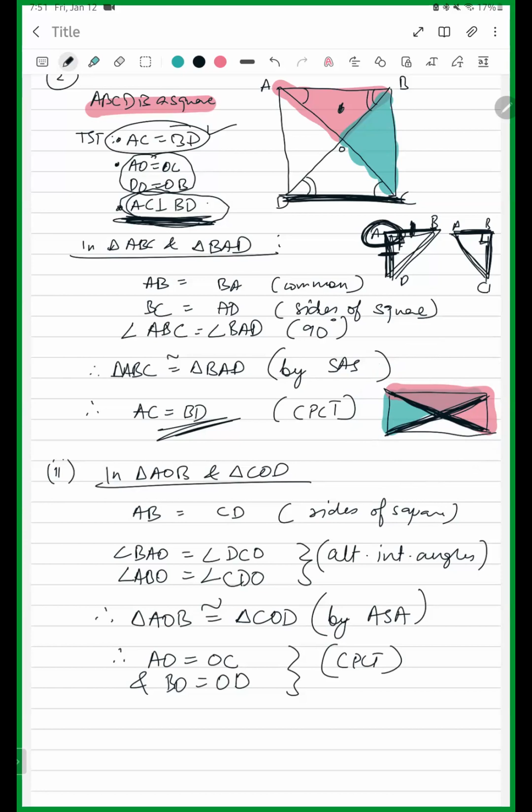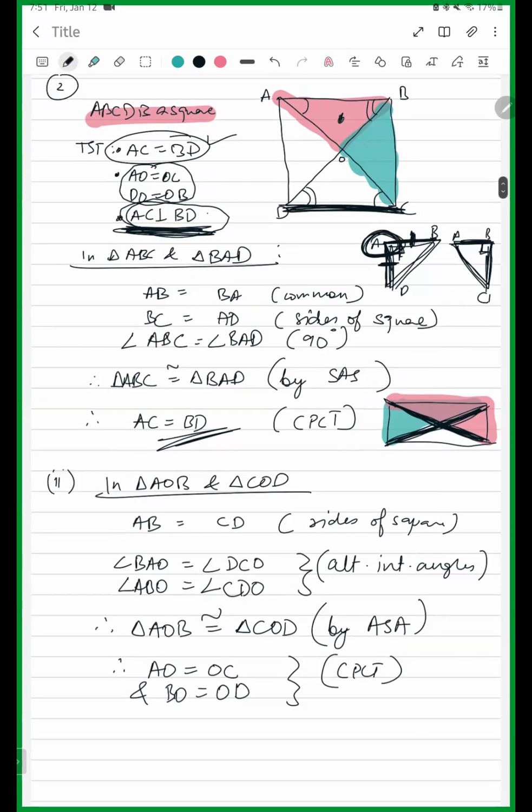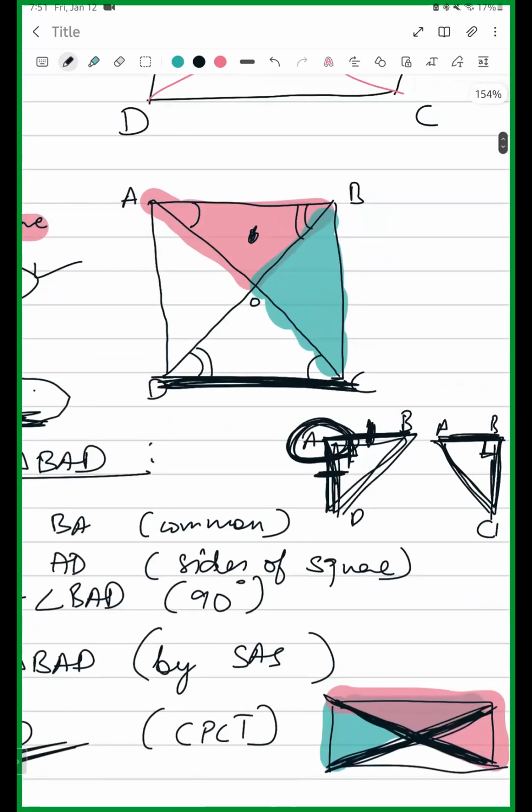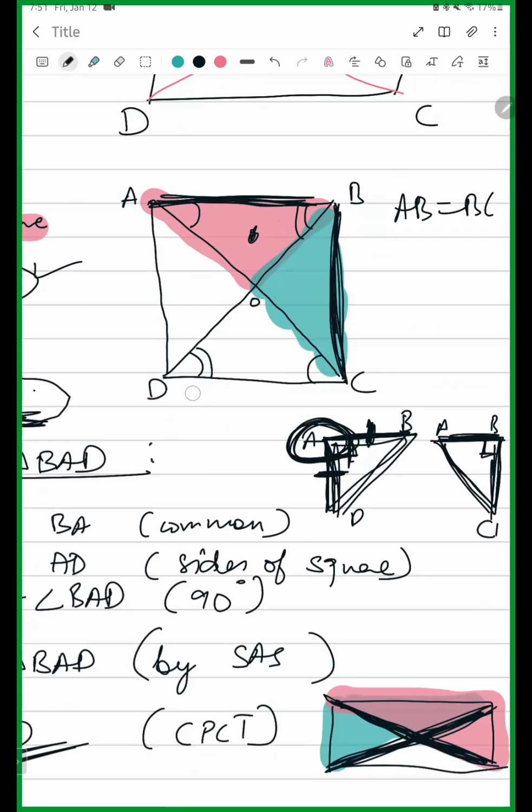So in this case, I'll just write it over here. To show that they are perpendicular, take these two triangles. So you have AB equal to BC. Why? Sides of a square are equal. Then you have this side common: OB is equal to OB, common side.